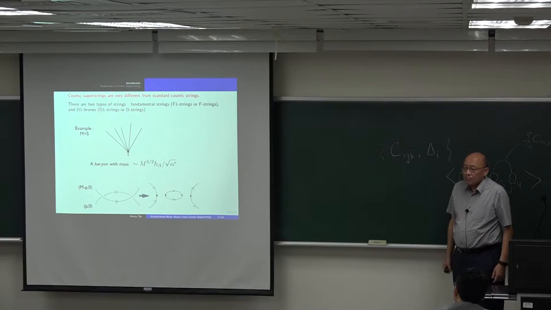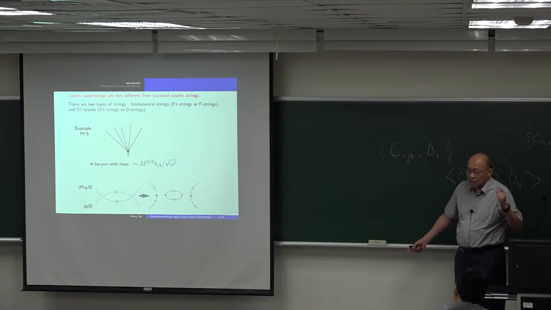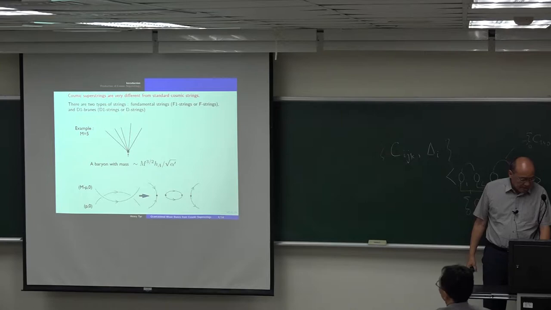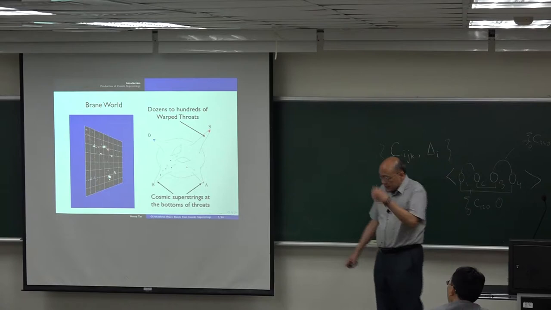But for superstrings, the reconnection probability depends on the relative speed and relative angle, and can be as small as 10 to the minus 3. So that's a huge difference in terms of the properties that I will discuss later. Okay, so the picture we now have in string theory is mostly the brane world picture.